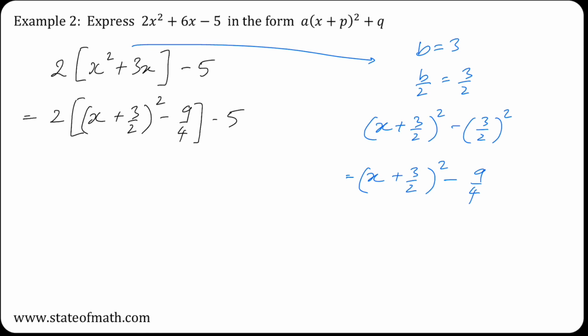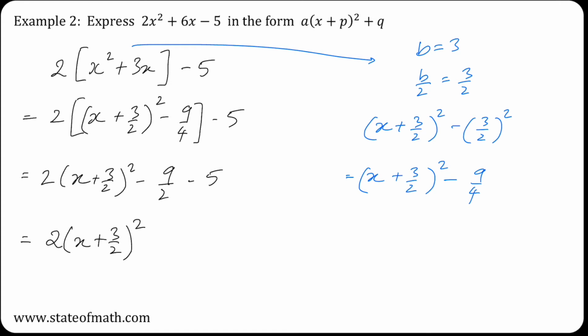Now I will expand the square bracket to get 2 times x plus 3 over 2 squared. And now I'll multiply 2 times minus 9 over 4. This will give me minus 9 over 2, and then the minus 5. Final step, simplify minus 9 over 2 minus 5, and this will give me 2 times x plus 3 over 2 squared minus 19 over 2.